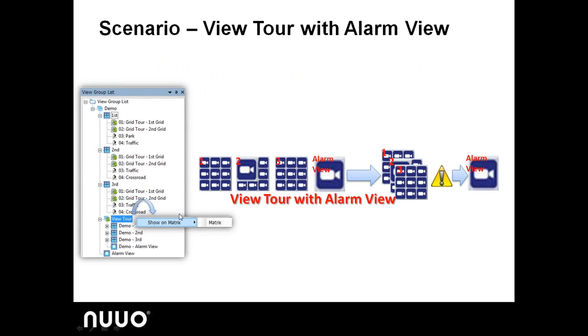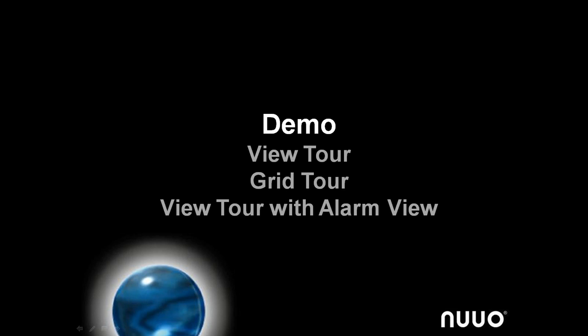Okay, after setting up the Alarm View and the View tool is complete, the matrix will show 3 views doing the View tool every 10 seconds, and we'll skip the alarm view if no alarm is happening. But when an alarm is triggered, the alarm view will appear in the View tool automatically, so the user will know which cameras have an alarm happening. Okay, now I will do a quick demo for you.